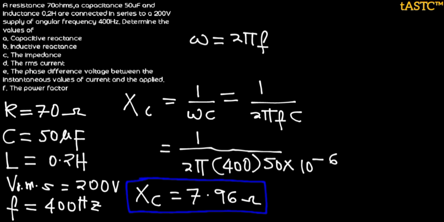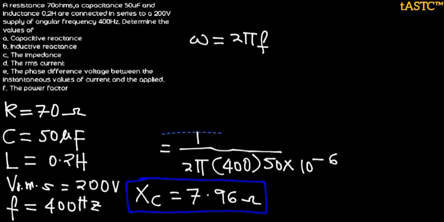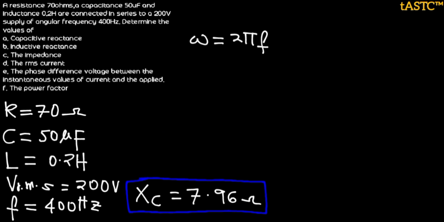Now you need to know that capacitive reactance is the opposition to the flow of current which is offered by a capacitor connected in an AC circuit. So you just need to bear that at the back of your mind.